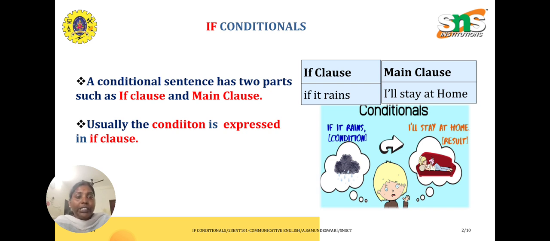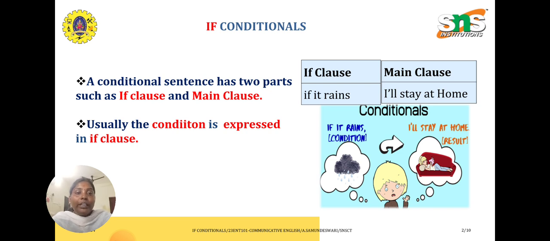A conditional sentence has two parts, such as the if clause and the main clause. Usually the condition is expressed in the if clause alone. Why is the condition expressed in that particular if clause? In the sense that it tells the reader that if you have done this work properly, you can obtain this kind of result.